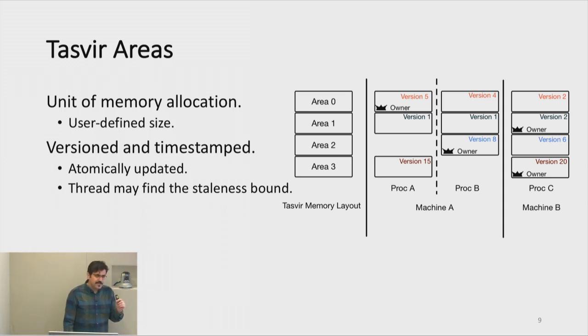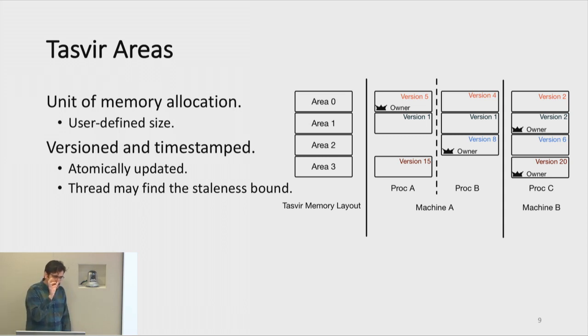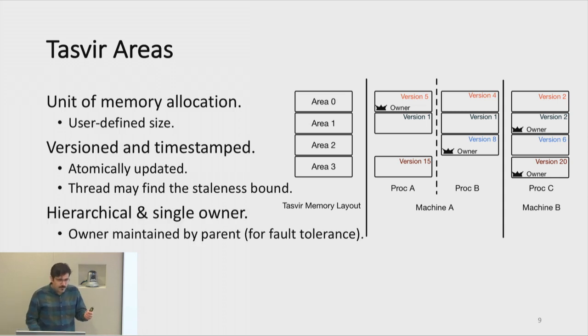And the thread is able to find a staleness bound, that okay, this area is stale by at most 10 milliseconds. It does not directly give the application the ability to know if this is the last write, if this is the last state. That is a limitation. So areas are organized in a hierarchy. Each area has a parent. Even though we have a flat address space, we define that each area that we allocate has a parent. And the reason for that is fault tolerance.